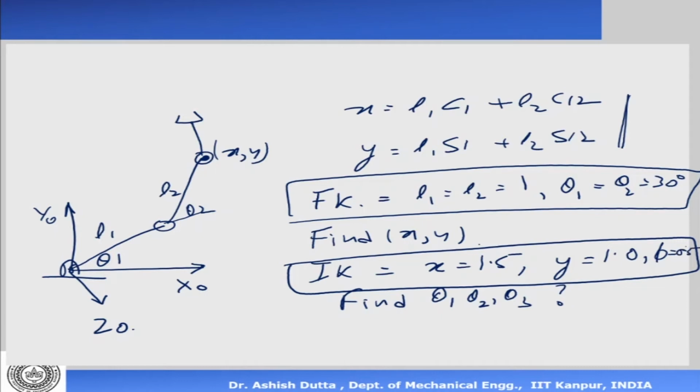Okay. So now I hope you understand. How would you do that? You take the values of x and y. I said it is 1.5 and 1. And then try and solve for theta 1, theta 2. So this is the meaning of forward kinematics and inverse kinematics.